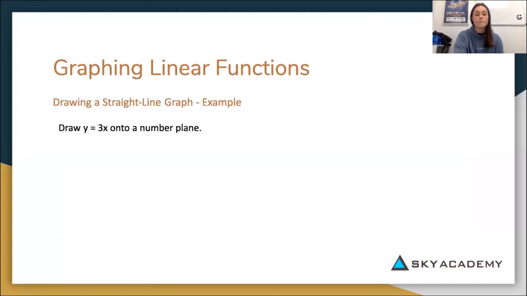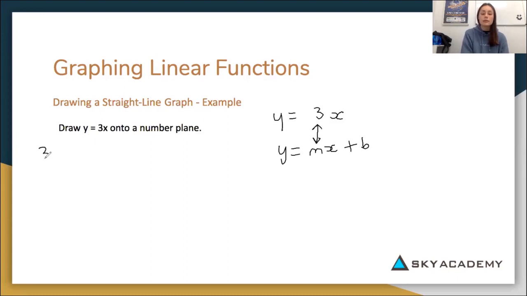So here we have the straight line equation of y equals 3x. So if we have y equals 3x, we know that the number out the front of the x is going to match up and be our gradient. So 3 is going to be our m, which is our gradient, or the slope of the line.